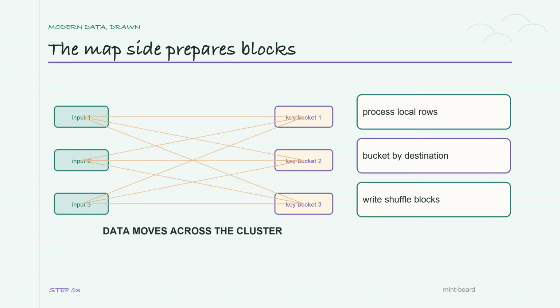Read the drawing from one idea to the next. Process local rows, then bucket by destination, then write shuffle blocks.